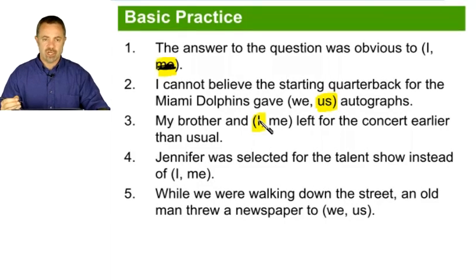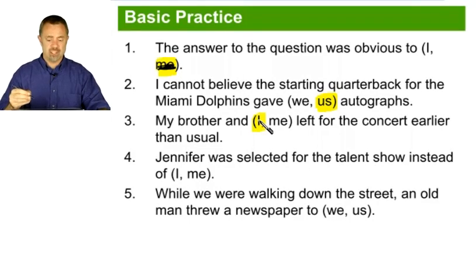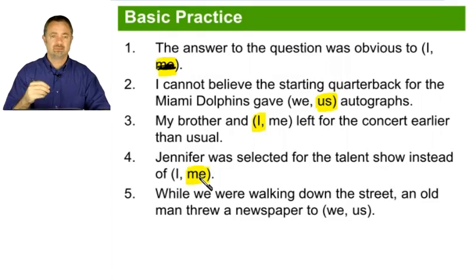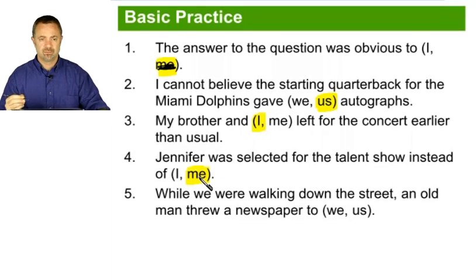Number four: Jennifer was selected for the talent show instead of I or me. Well, who was selected? Well, clearly not I or me. Jennifer was selected, so therefore Jennifer is our subject. Therefore, I or me is our object. Me is our object pronoun.